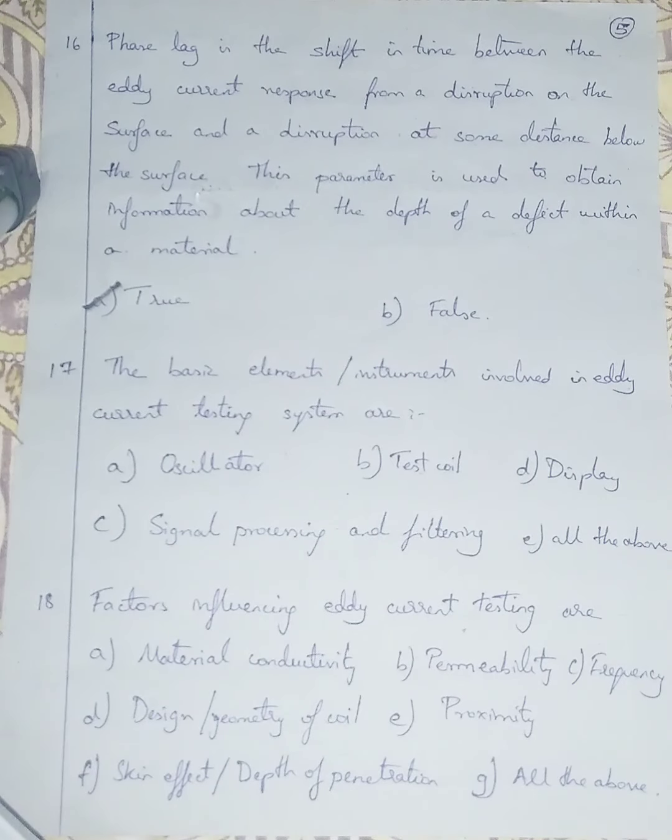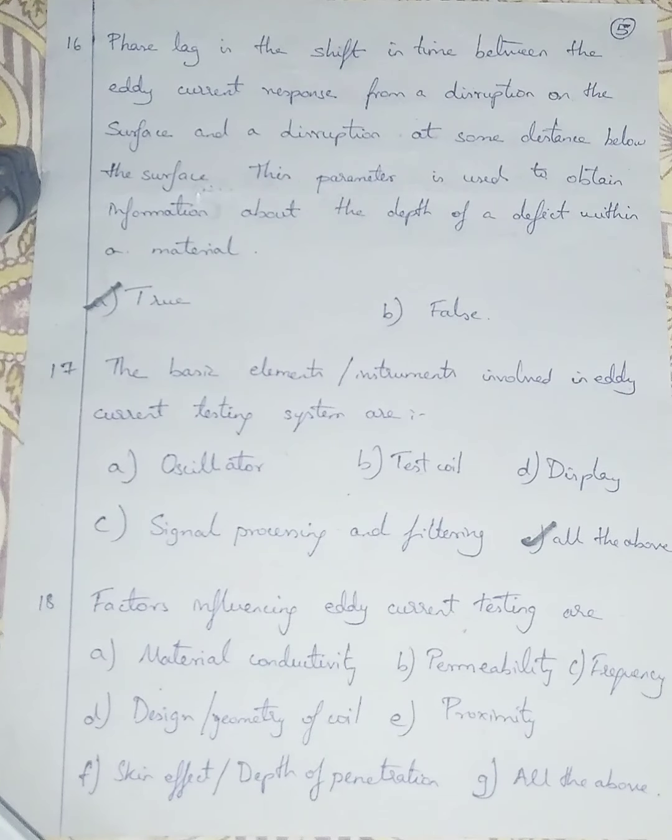Question number 17. The basic elements or instruments involved in eddy current testing systems are. What are the basic elements and instruments involved in eddy current testing? Option A is oscillator, option B is test coil, option C is signal processing and filtering, option D is display, and option E is all the above. We have these four instruments: oscillator, test coil, signal processing and filtering, and option D is the display device. So I am going with option number E, all the above. These are the basic elements and instruments used for eddy current testing systems.